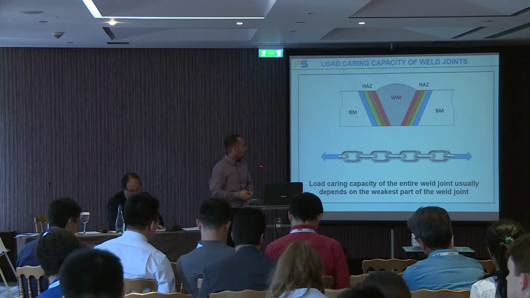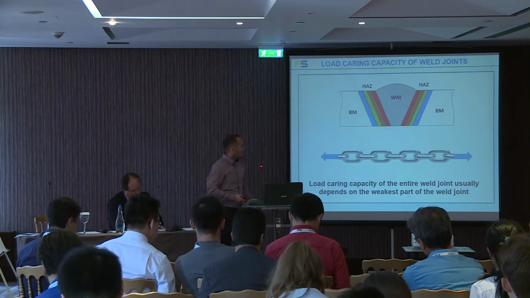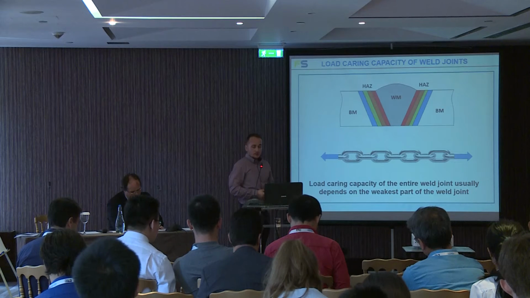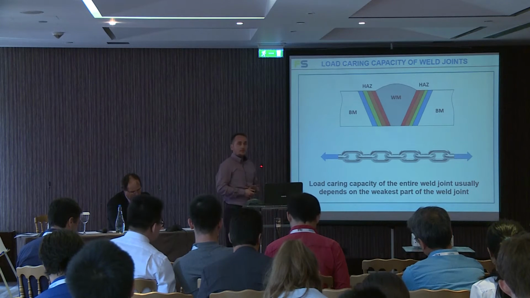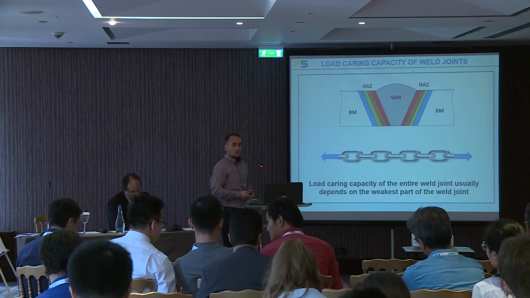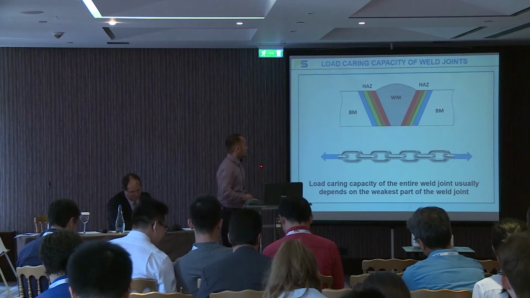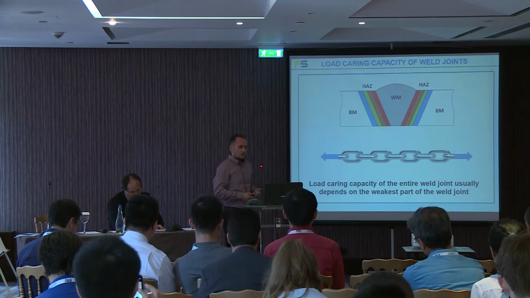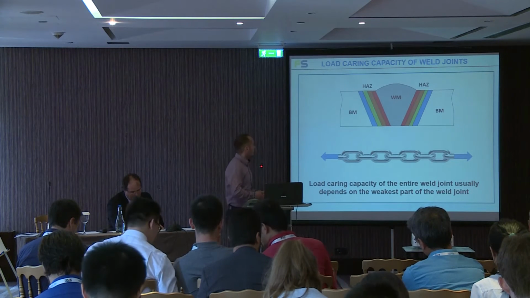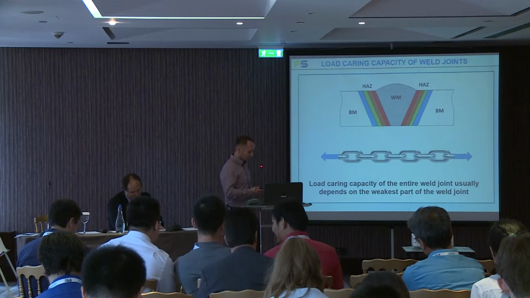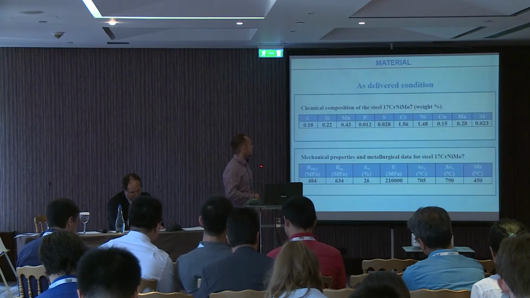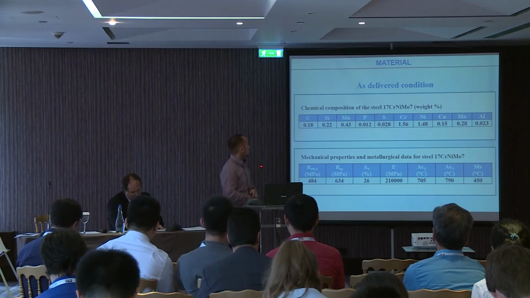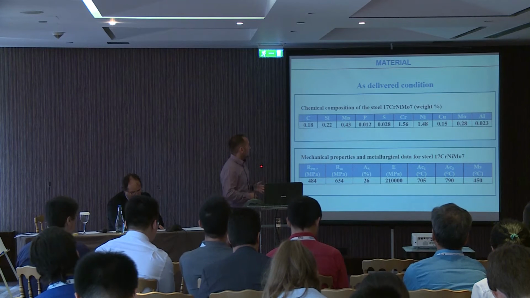But before moving forward, we have to explain that the load carrying capacity of the entire weld joint usually depends on the weakest part of the joint. It's like a chain. If we load in two different directions, it will fail on the weakest part of the chain.